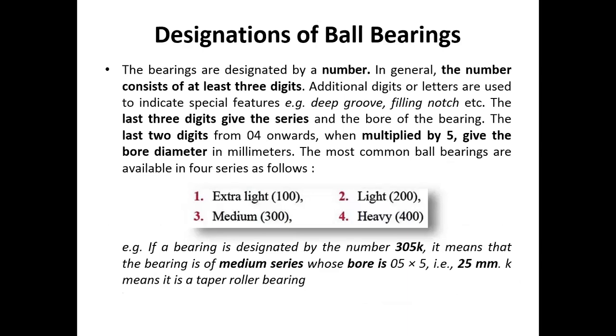The bearings are designated by a number. In general, the number consists of the last three digits. Additional digits or letters are used to indicate special features, such as deep groove, filling notch, etc. The last three digits give the series and the bore of the bearing. The last two digits, from 04 onwards, when multiplied by 5, give the bore diameter in millimeters. The most common ball bearings are available as extra light, light, medium, and heavy.